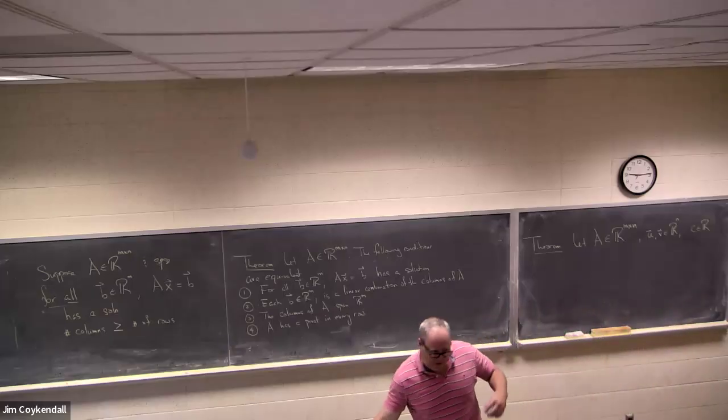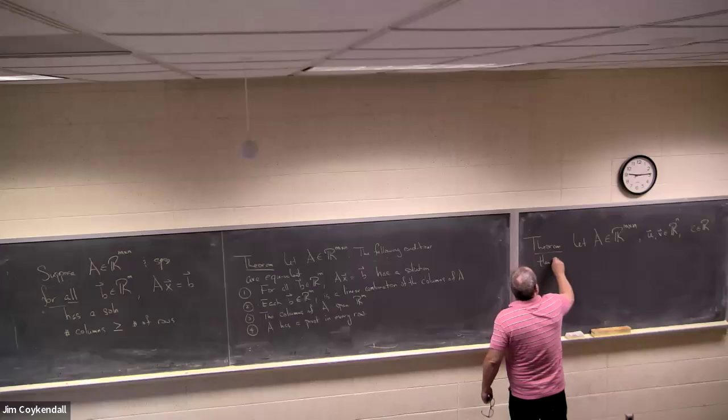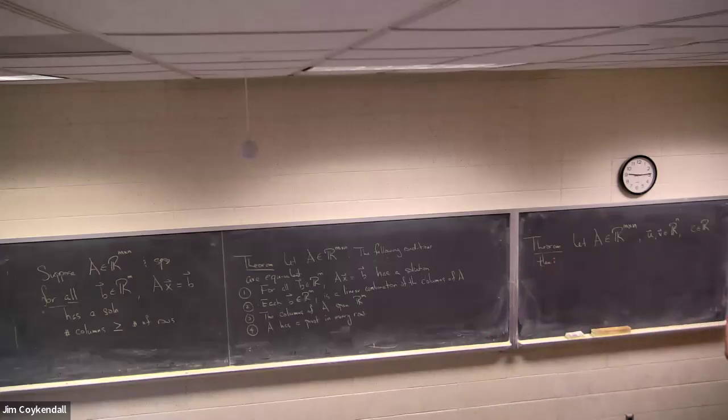Okay, so let me break this down. What does all this math code say? A is an M by N matrix. These are N by 1 matrices, so these are just vectors, right? U and V are just N column vectors, and C is a real number.